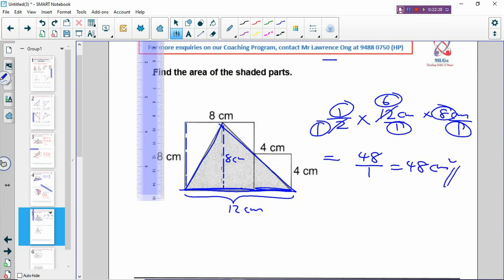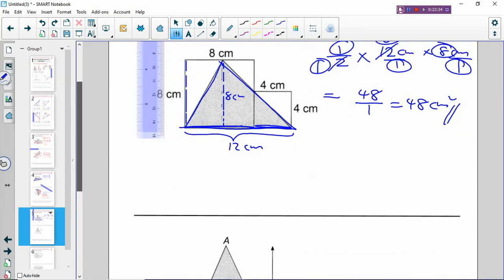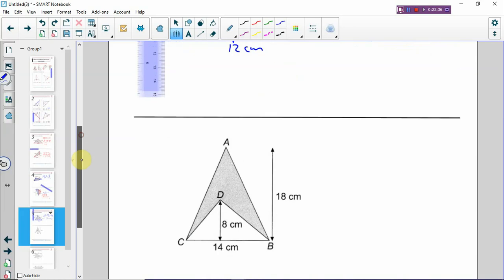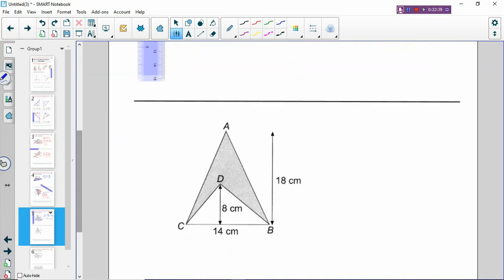One step. So there's no need to do a lot of steps if the shaded part is a regular shape. Okay, let's go on to the next one. Now, how about this one? Again, you can look at the shaded part is an irregular shape.